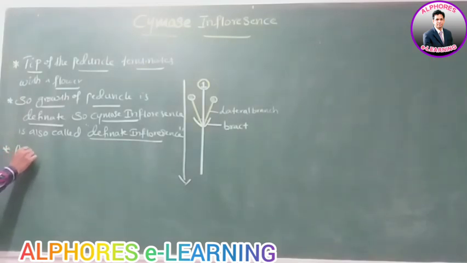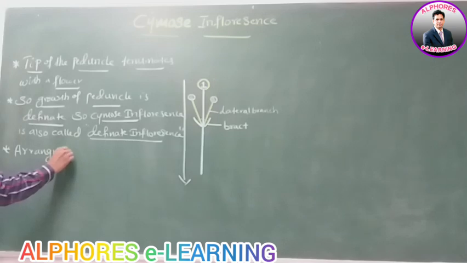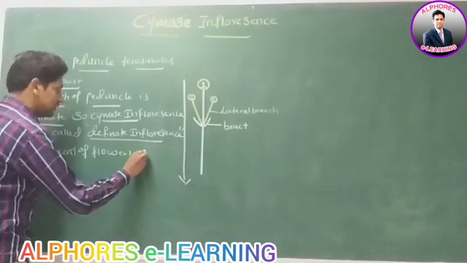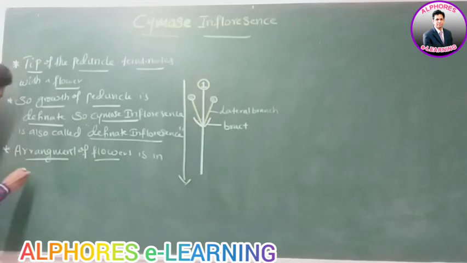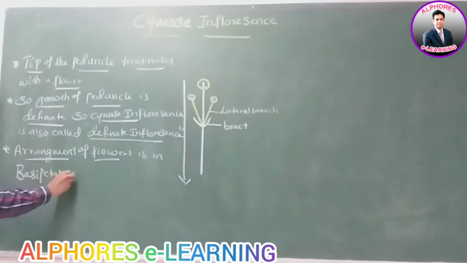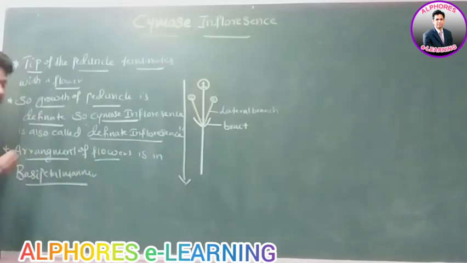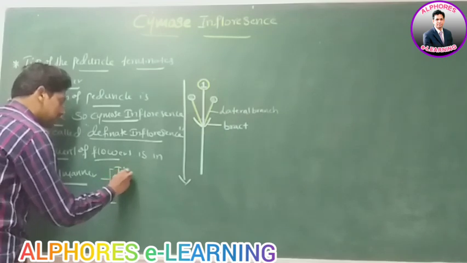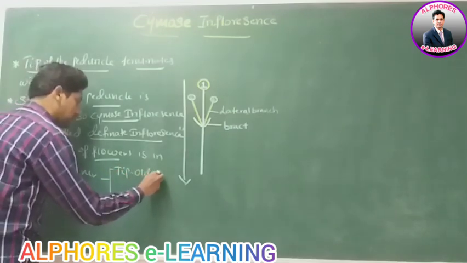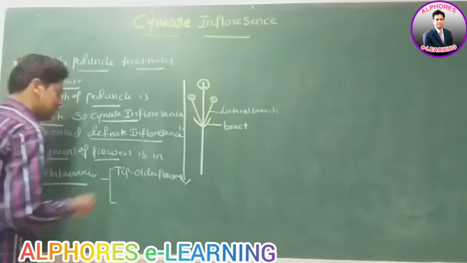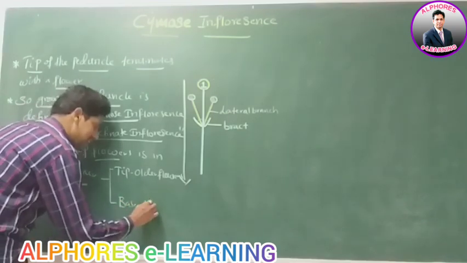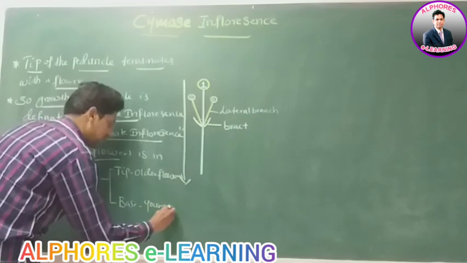Arrangement of flowers is in which manner? Basipetal manner. Why are we calling the arrangement of flowers basipetal manner? Because in the tip, older flowers are present, whereas younger flowers are present at the base.